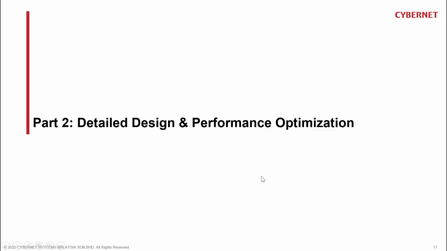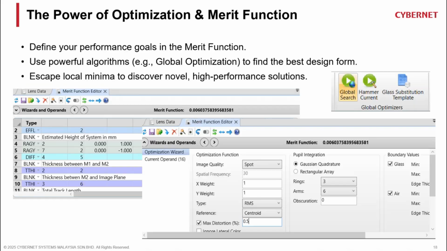In part 2, we will discuss the design and performance optimization. The second part focuses on optimization and the merit function. Initially the merit function is blank, so we can key in the operand inside the type column here, so we can key in the operand to do the analysis.